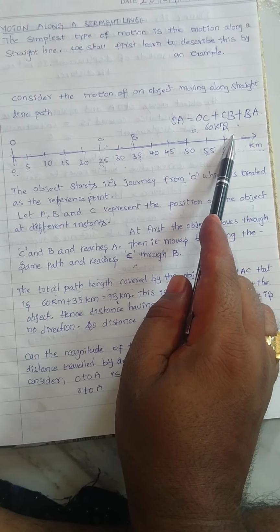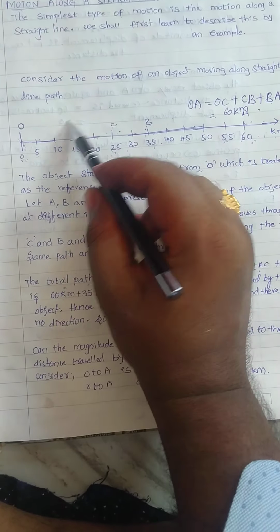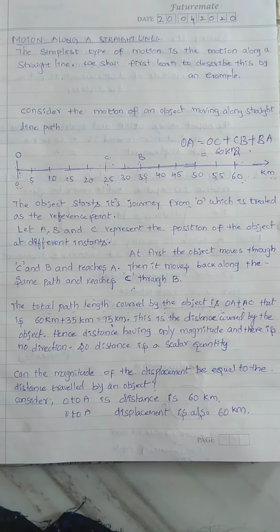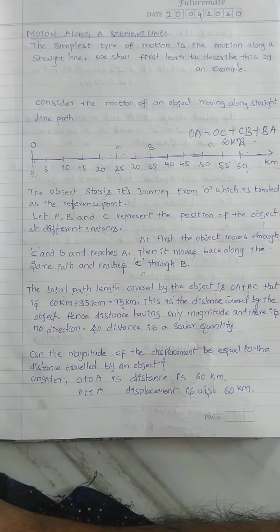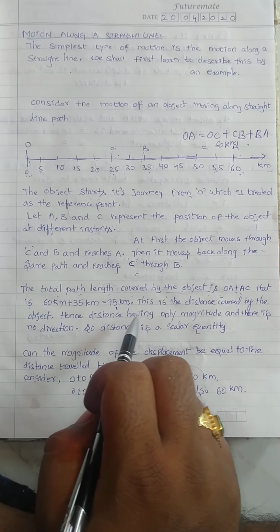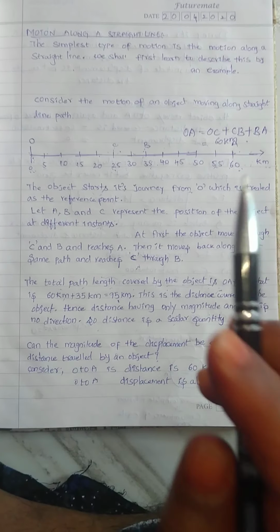For example, it is along the x-axis, it is along the negative x-axis. For that one, it is a plus and it is a minus. But we do not assume positive and negative. Why? Because distance is a scalar quantity. It has only magnitude, only a numerical value. Hence distance has only magnitude and no direction. So distance is a scalar quantity.